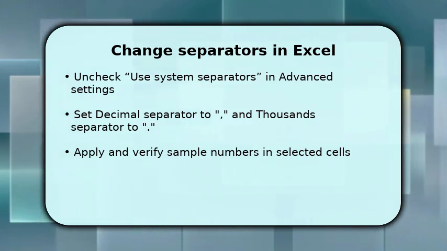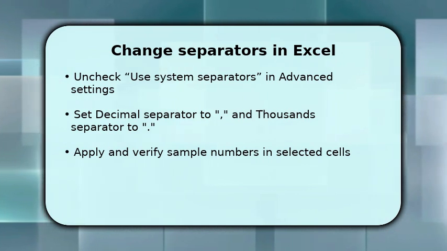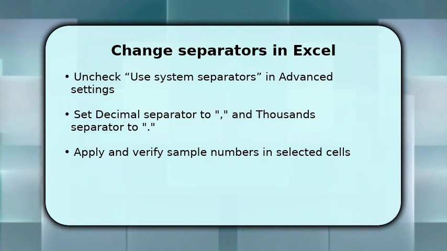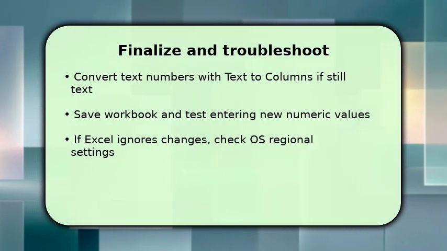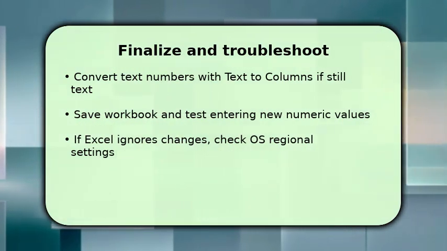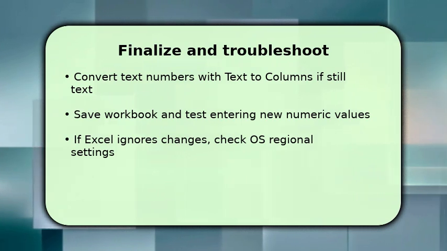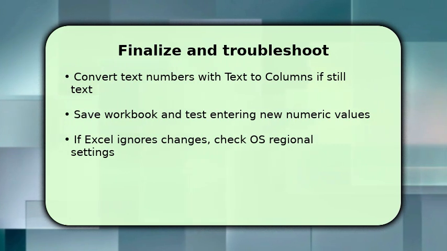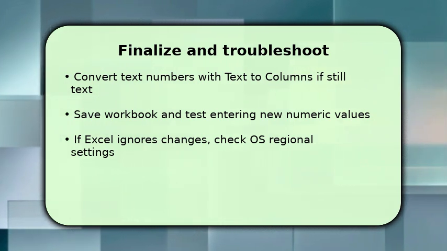They must be number or general, not text, for the new separators to display. Finish by saving your workbook and entering a few new numbers to confirm the comma is used automatically. If existing numbers remain as text, use Data, Text to Columns to convert them. Choose Delimited, next, finish to coerce Excel into numeric format.